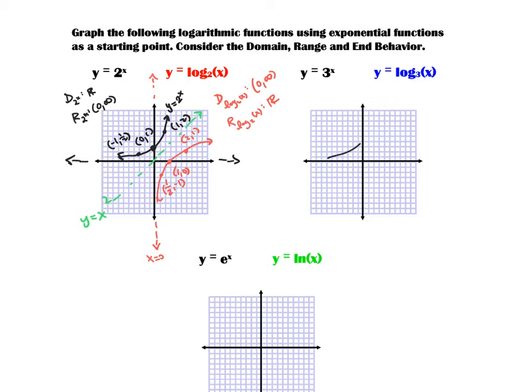Very similar. Here's 3 to the x, and points (0, 1), (1, 3), (-1, 1/3). Now log base 3 of x. Vertical asymptote. Okay, this would be the point still (1, 0). This would be the point (3, 1). This would be the point (1/3, -1). This is log base 3 of x.